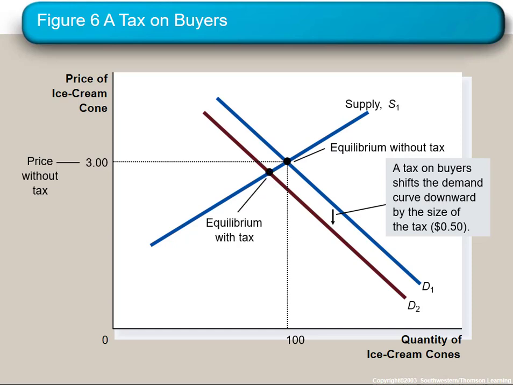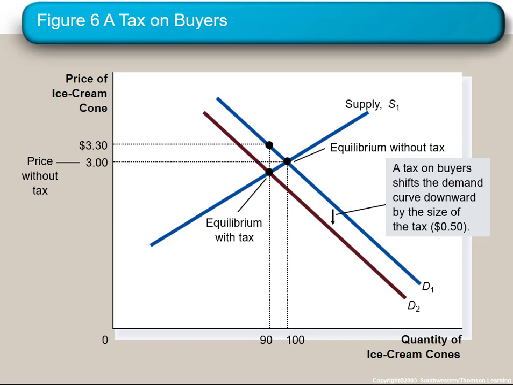So if you look at where that shifted demand curve intersects with the supply curve, that's going to be where we see the equilibrium with the tax, and that's going to be the amount that the sellers are going to receive, and it's going to determine the new quantity in the market.